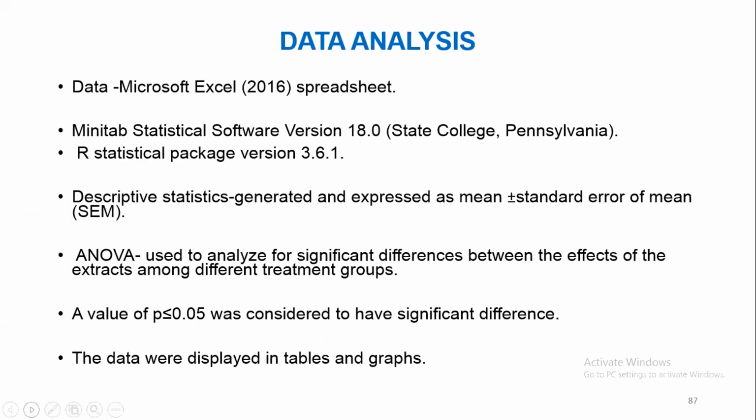Data analysis. The data was entered in a Microsoft Excel 2016 spreadsheet, and the Minitab statistical software was used for analysis. Descriptive statistics were generated and expressed as mean plus or minus standard error of mean. ANOVA was used to analyze the significant differences between the effects of the extracts among different treatment groups, and a value of P less than or equal to 0.05 was considered to have a significant difference. The data were displayed in tables and graphs.